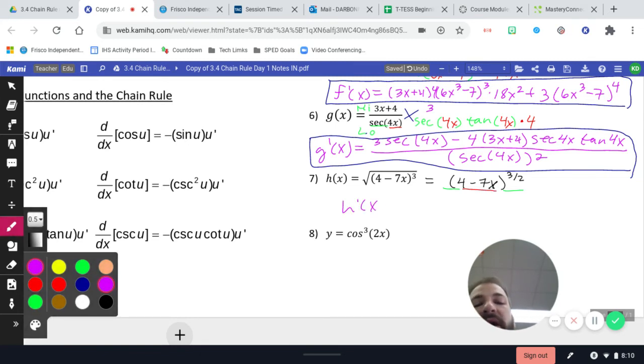So h prime of x is equal to 3/2 comes down. 4 minus 7x stays the same. This becomes 1/2 times -7.